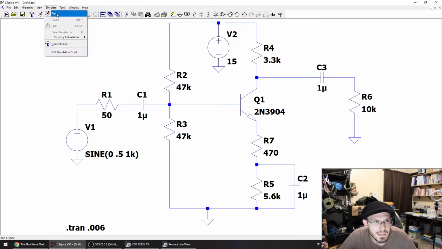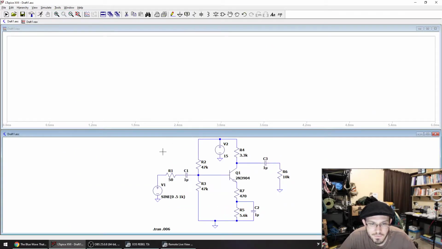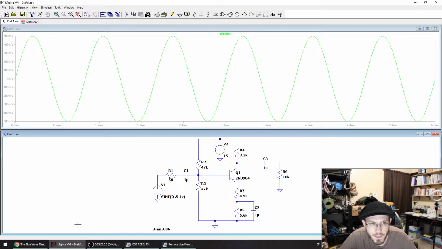So let's go ahead, let's run the simulation, and let's first take a look at this voltage. This is the ideal voltage. This is what our source is producing. And it's 500 millivolts peak, and it's centered around 0. It's at a 1 kilohertz frequency. And yeah, it looks nice.